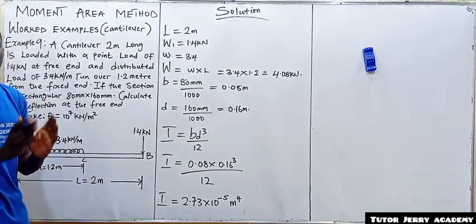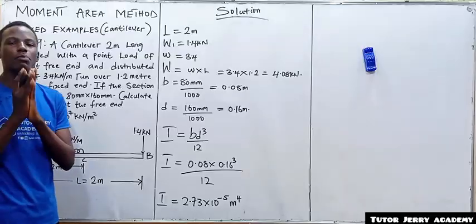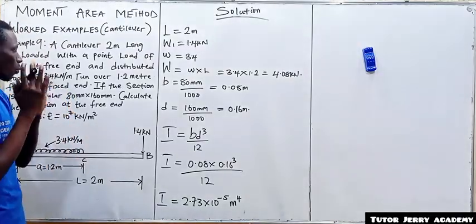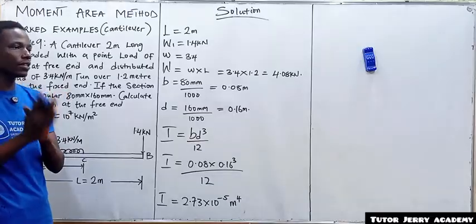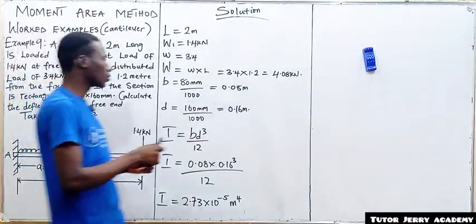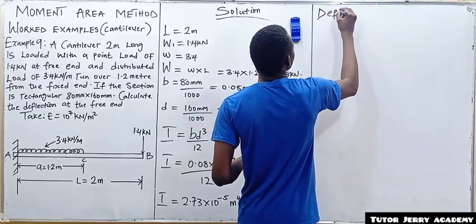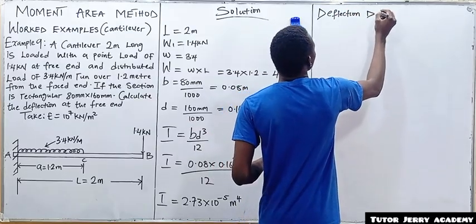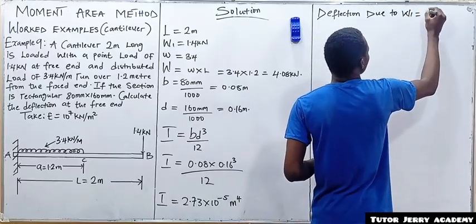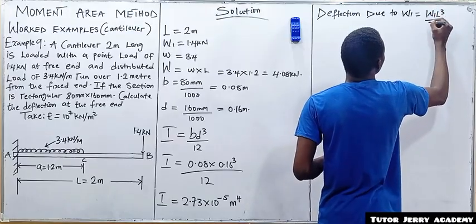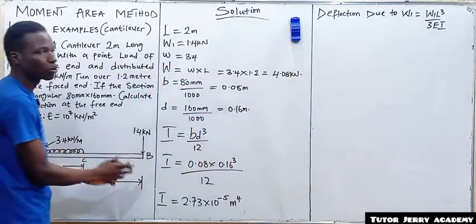So for a cantilever with a point load at the free end, our maximum deflection is equals to what? W1 in this case, L to the power of 3 all over 3 EI. So take note of that. So deflection due to W1 is equals to W1 L to the power of 3 all over 3 EI. Now this is the deflection that this point load will cause.